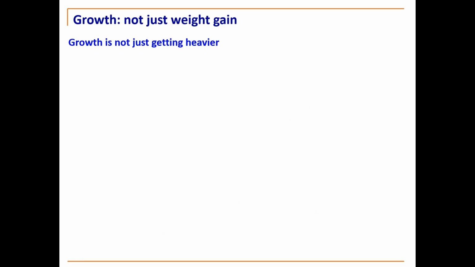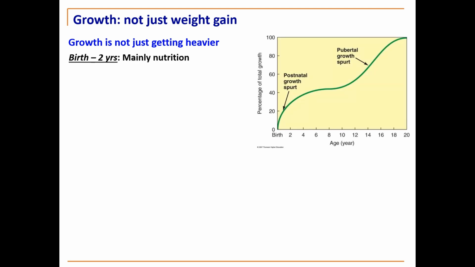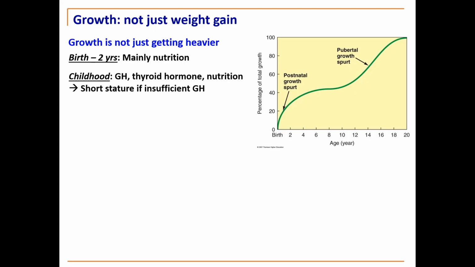So growth is a multifactorial process, and growth hormone itself is only one contributor. And growth is not just about getting heavier. From birth to about 2 years old, so during infancy, nutrition is particularly important during growth. As childhood progresses, growth hormone becomes a major determinant of growth velocity. But of course, thyroid hormone and nutrition are also very, very important.